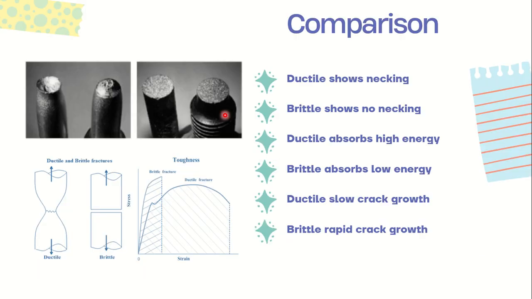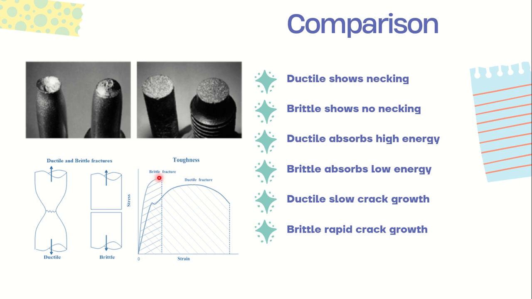Then the comparison of ductile and brittle. Here we see the engineering stress strain curve: this is for ductile fracture, this is for brittle fracture. Here the yield point is noted, which is very important for ductile fracture. This point is the ultimate tensile strength point. Then this is our fracture point. This point to this point is known as the elastic limit, and this to this is known as the plastic limit. This is only for ductile fracture.